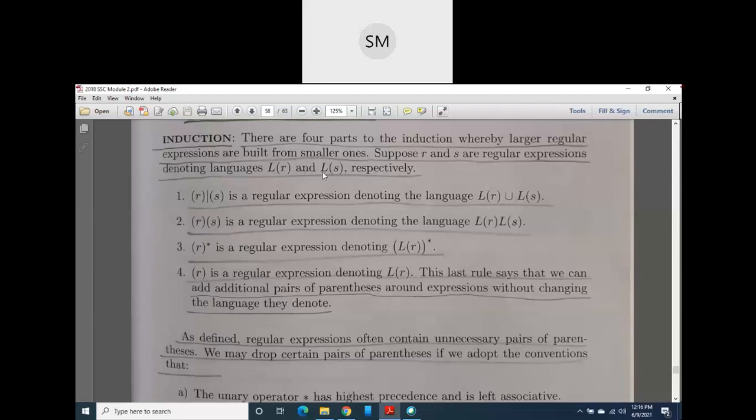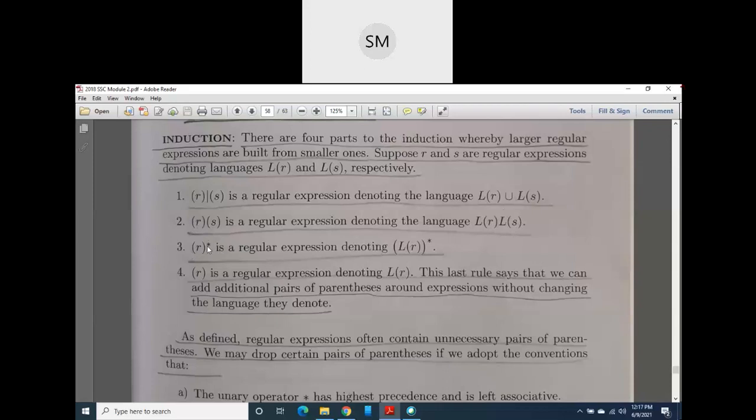This is a language which is created by the symbols or regular expression here. So R union S is again a regular expression which is denoting the language L of R union L of S, and here concatenation is there. These two regular expressions are representing the languages L of R and L of S. Both of them are concatenated here.